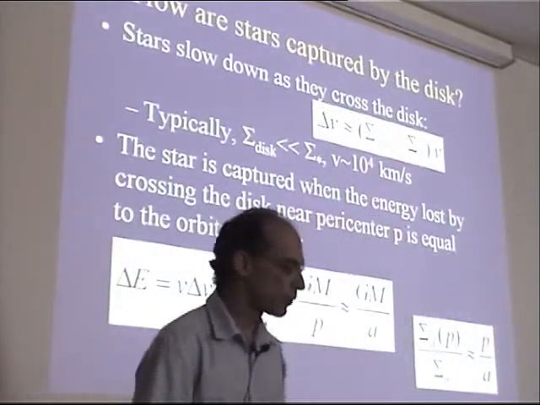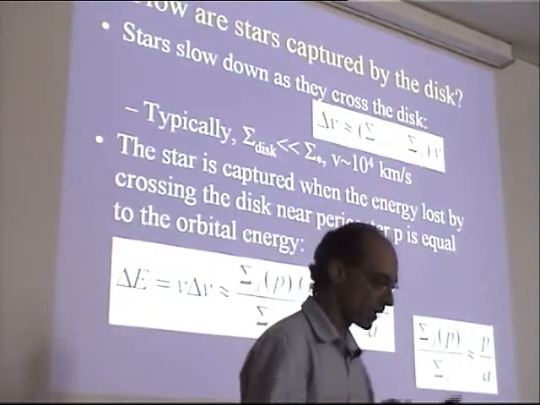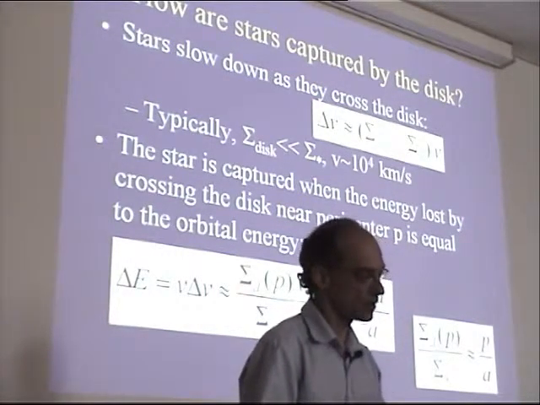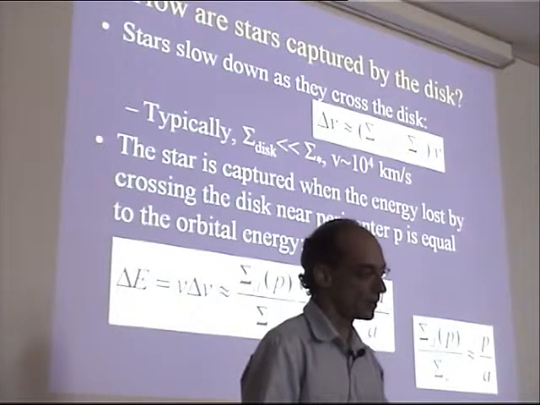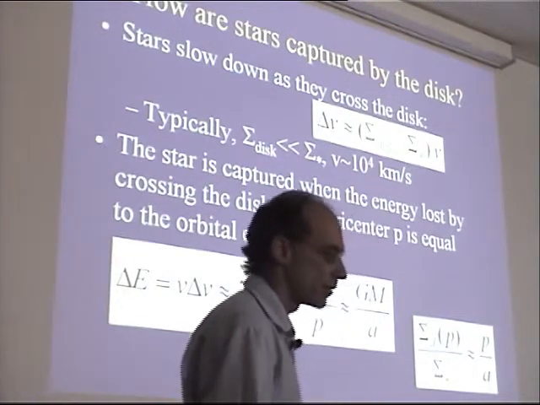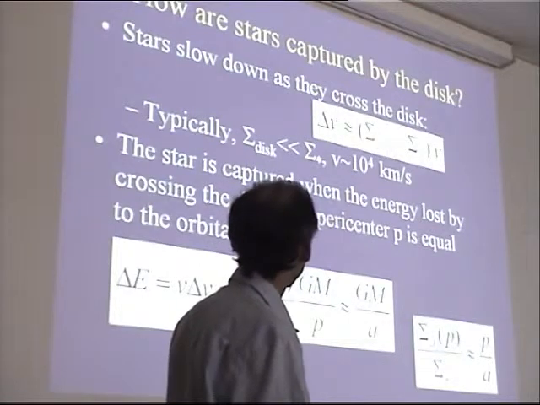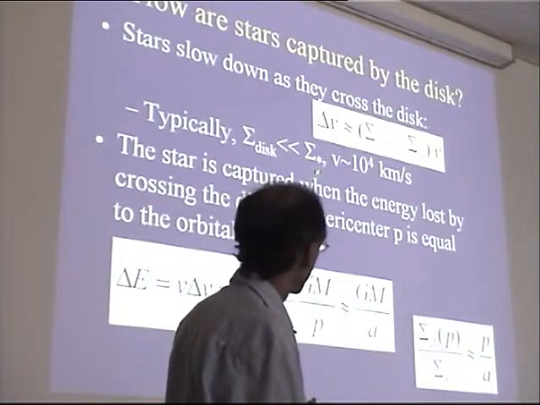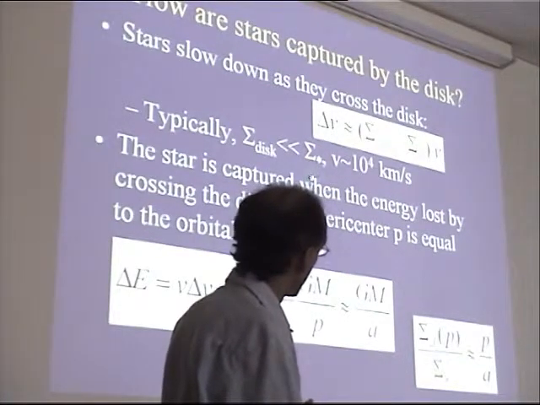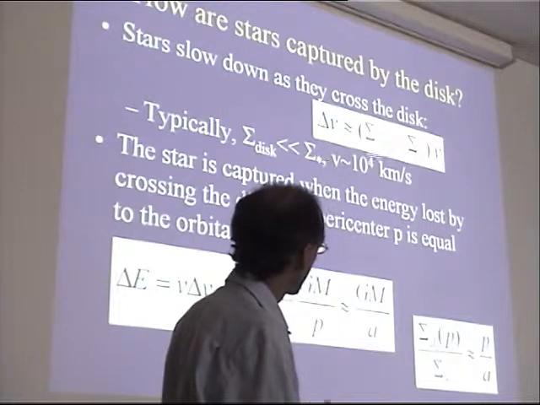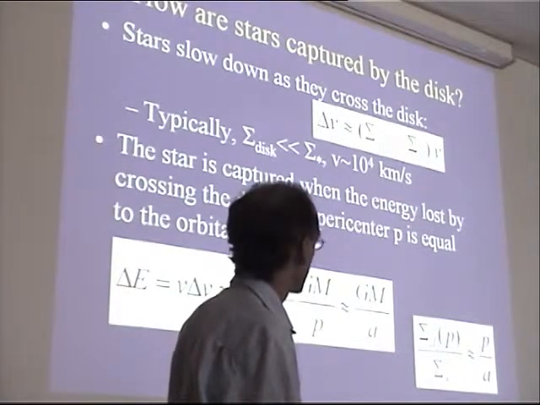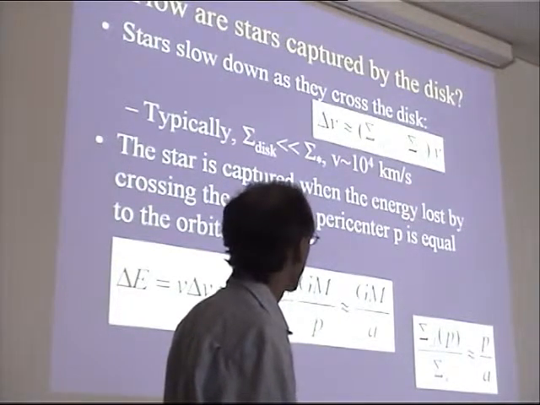I'm not going to go through all the details of the derivation, but this is in any case published last year in the Astrophysical Journal. The main idea is that stars are captured by the disk by this hydrodynamic drag. Typically, the surface density of the disk is much less than the surface density of a star. The velocities at which the star goes through the disk are very high. They're highly supersonic and also much greater than the escape velocity from the surface of the star, so gravity doesn't matter very much for a star.